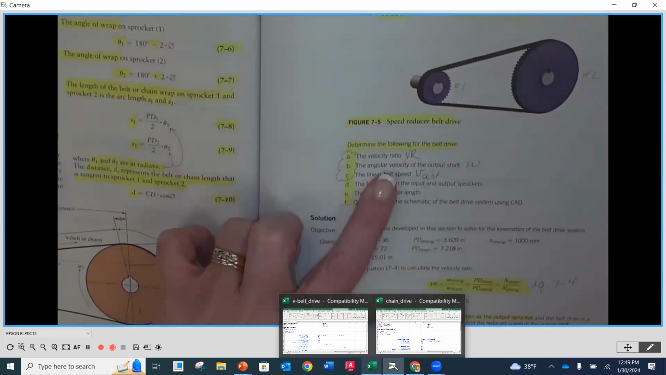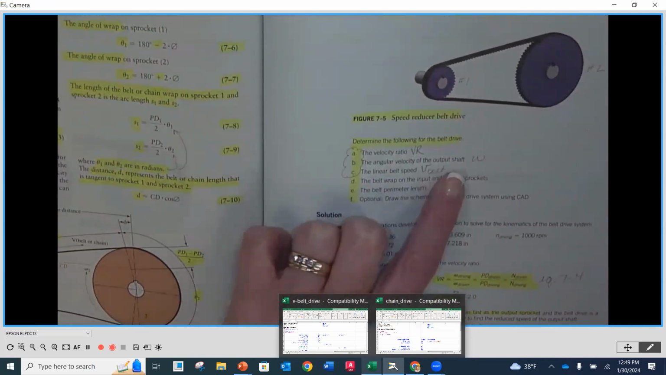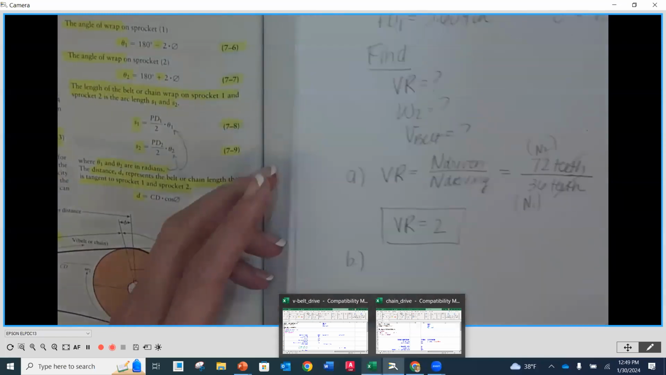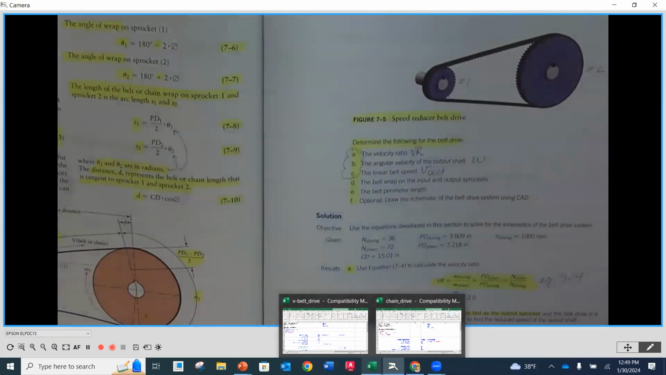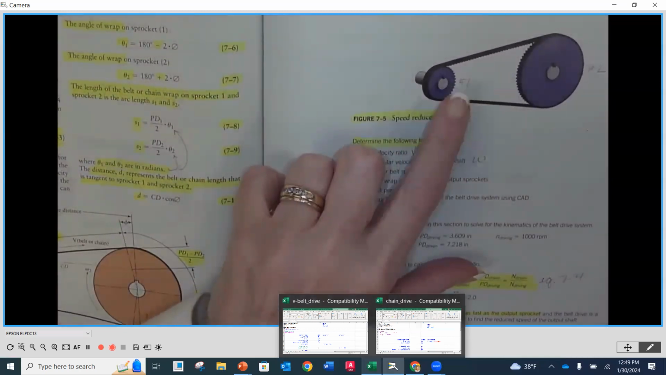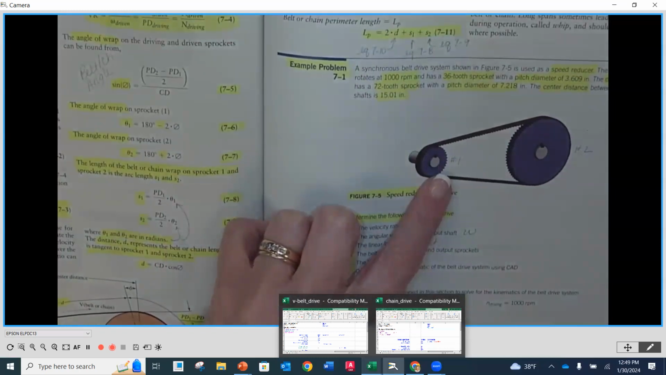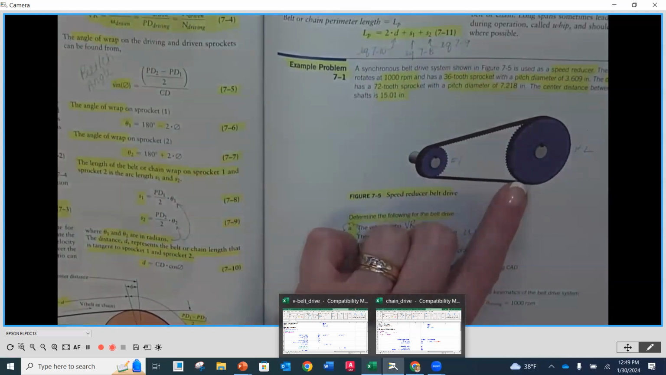We want to know what is the angular velocity of the output shaft. Okay, we want to know what W2 is. Now, at this point, we aren't using it in the V equals R times W equation. So we're going to keep it in RPM format. Okay, so we know that the input RPM given in our problem said that our input was 1,000. And we now know what our velocity ratio is.